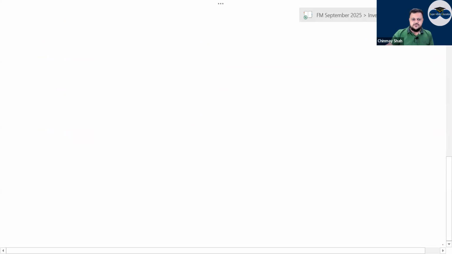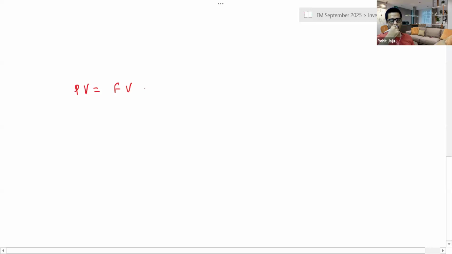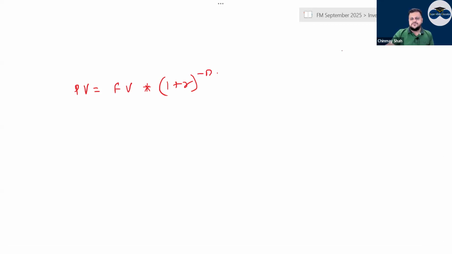Now see, we have done present value and future value formulas. Do you remember the present value formulas? Let's quickly go into that. What was the formula of present value? Present value is equal to future value divided by (1 plus r) to the power n, which is future value into (1 plus r) whole raised to minus n. Any problem with this part?